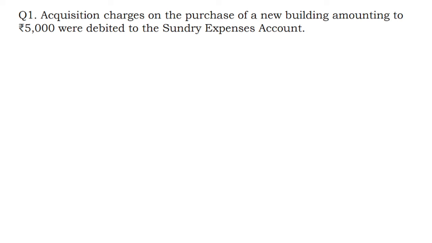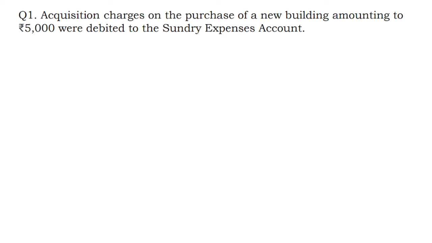So, today we'll be going through some practical problems of rectification of errors. As we have already discussed, there are basically three types of errors: errors of commission, errors of omission, and compensating errors. We discussed all these in the last class. Now we'll go through some practical problems so that you can solve these in your examination.